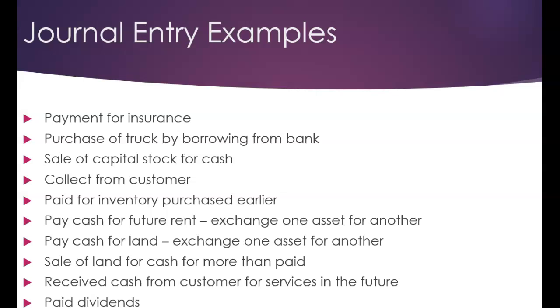So, journal entries examples. This slide is just giving you the type of transactions you're going to see. You're going to see the payment for insurance. You're going to be seeing when you borrow money from the bank to buy an asset, in this case a truck. Collected money from a customer, in cash, of course. Paid for inventory, whether it be inventory for retail resale, or inventory item for a customer, a specific customer.